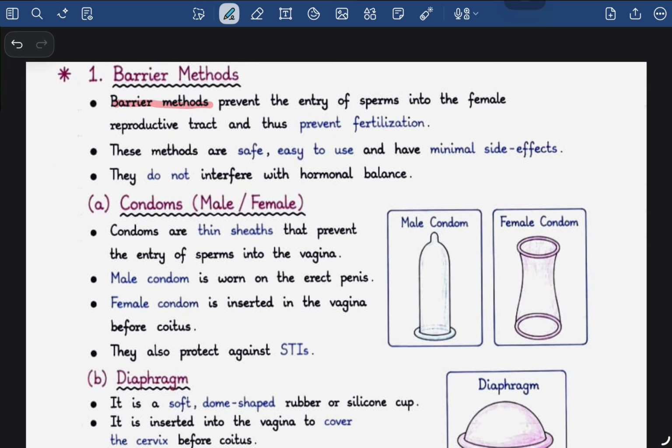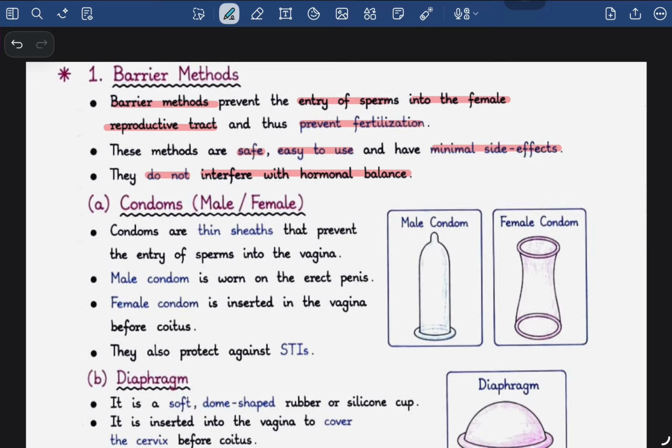In case of the barrier method, it prevents the entry of the sperm into the female reproductive tract and thus prevents fertilization. So in this method, the sperm and the ovum fusion is not allowed. Okay, so fertilization is not happening, and as a result pregnancy is not a concern in this case. These methods are safe, easy to use and have minimal side effects, and they do not interfere with the hormonal balance of the body.